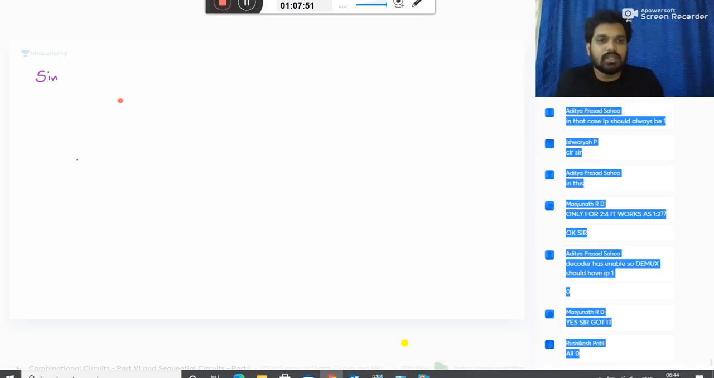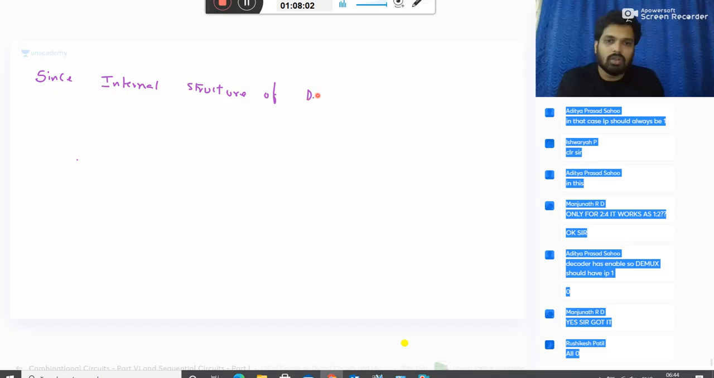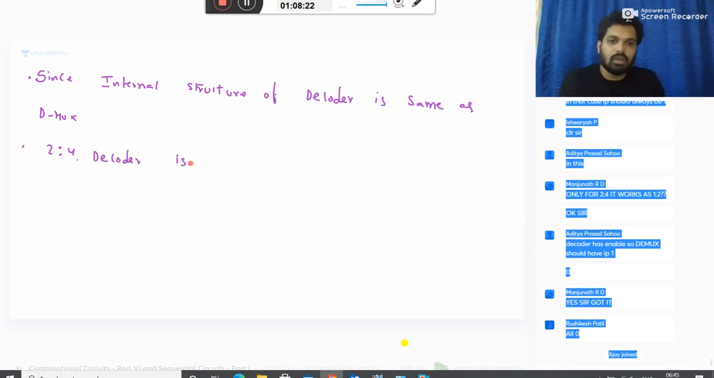So what I want to say is, since the internal structure of a decoder is the same as a Dmux. Okay, same as Dmux. You can say your 2 by 4 decoder is also called 2 by 4 Dmux.